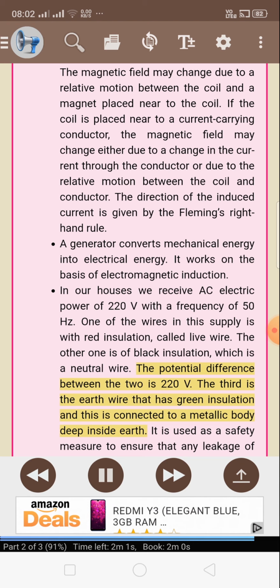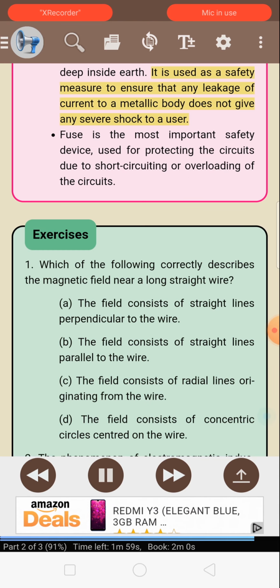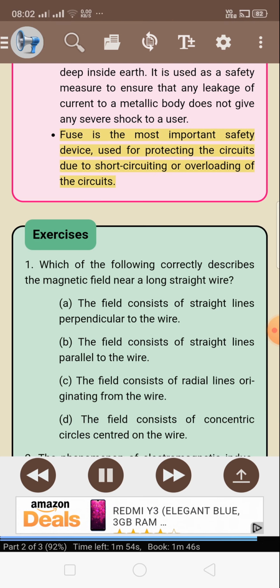The third is the earth wire that has green insulation, and this is connected to a metallic body deep inside the earth. It is used as a safety measure to ensure that any leakage of current to a metallic body does not give any severe shock to a user. Fuse is the most important safety device, used for protecting the circuits from short-circuiting or overloading.